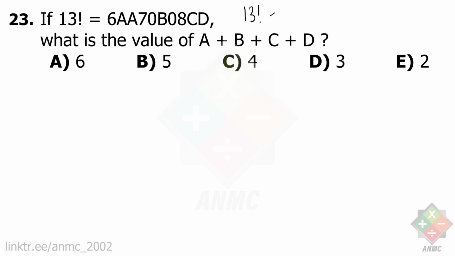13 factorial includes 10, at least 1, 2 and 5. This means the last two digits are 0. C and D are 0. This is the trick. So we only need to find A and B.